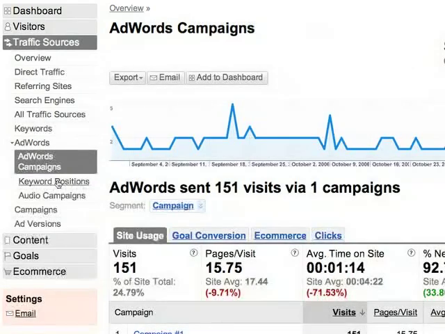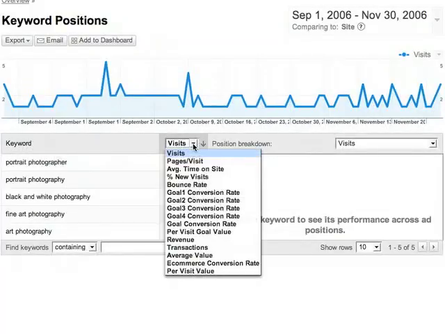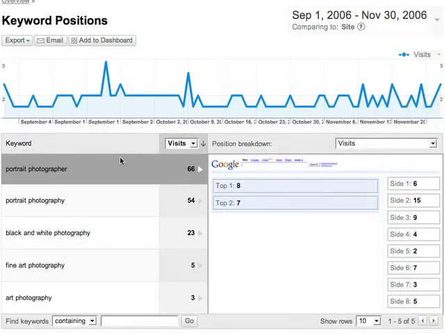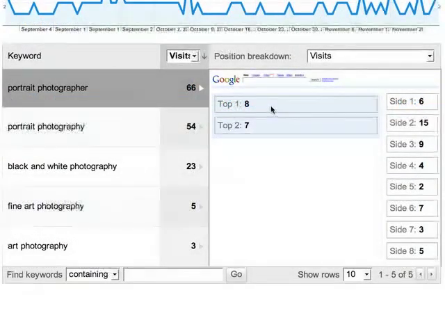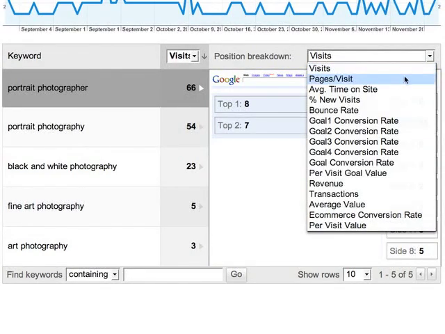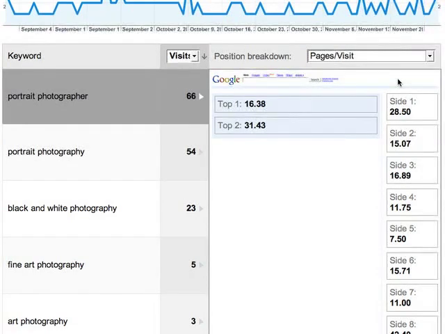Now let's look at the Keywords Positions report. I can display whichever metric I want here in the drop-down, but I can also select any one of the keywords and see how each search position performed for that keyword. So, people searching on portrait photographer visited 15 times from the side 2 position. But I can also change the metric here in the drop-down. So now we can see that the top 2 position for this keyword referred visitors who looked at 31 pages, whereas the top 1 position referred visitors who only looked at 16 pages.